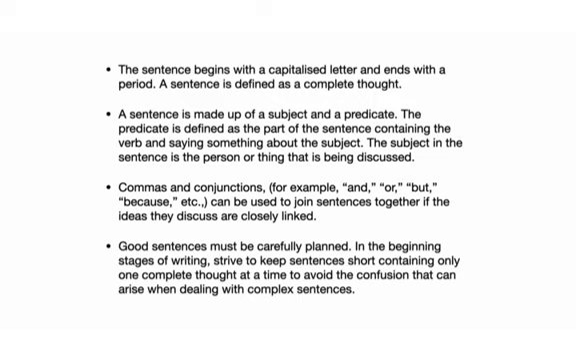Commas and conjunctions, for example and, or, but, because, etc., can be used to join sentences together if the ideas they discuss are closely linked. Good sentences must be carefully planned. In the beginning stages of writing, strive to keep sentences short, containing only one complete thought at a time to avoid the confusion that can arise when dealing with complex sentences.